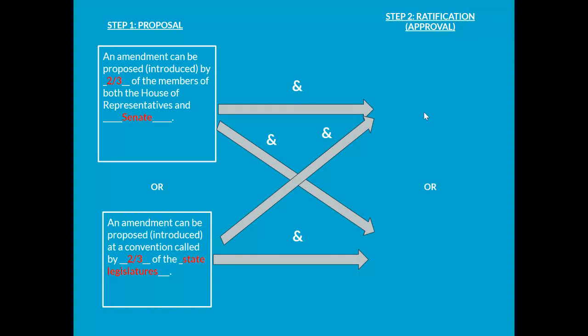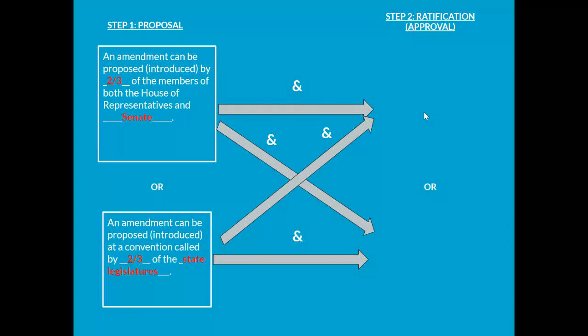And so the first way that it can start is that it can be proposed or introduced by 2/3 of the members of both the House of Representatives and the Senate. Or an amendment can be proposed or introduced at a convention called by 2/3 of the state legislatures. And so it can start one way or the other.